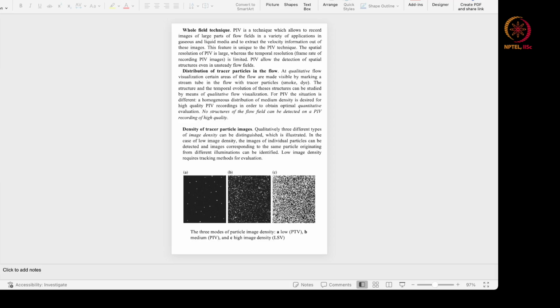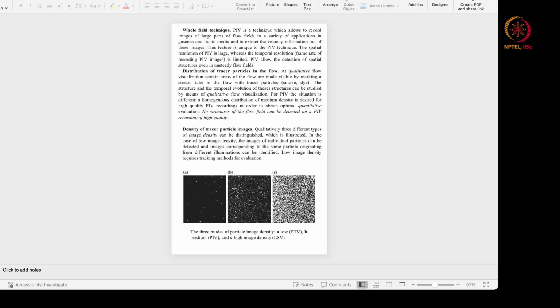Now, the spatial resolution of PIV is large, as you know, because it is taking a large whole field, and it depends on the resolution of your camera and optics to determine what kind of spatial resolution. Temporal resolution, which is the recording rate, is sometimes limited, unlike LDV or PTV, which can be very, very fast. But 100 kilohertz PIV is here, so we are getting there. PIV allows the detection of spatial structures even in unsteady flow fields.